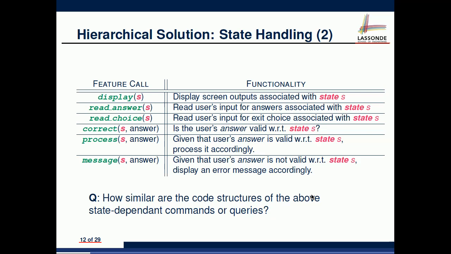Why is that bad design? That's something we're going to talk about. Okay? So guys, consider this question here. How similar are the code structures of all the helper functions here? Display is going to do something very different from re-answer, right? Also, re-answer is going to be very different from process. Process is also going to be very different from message. I mean purpose-wise. But does their code structure look very similar or not?